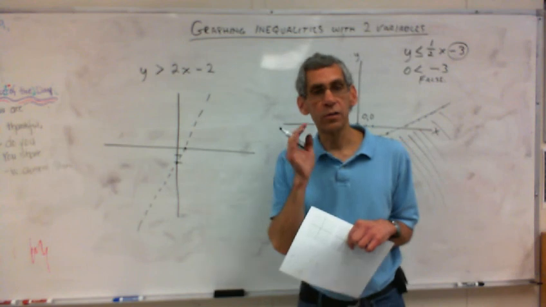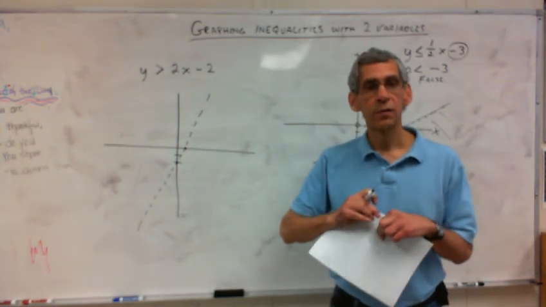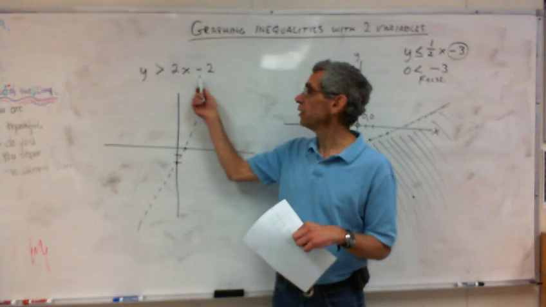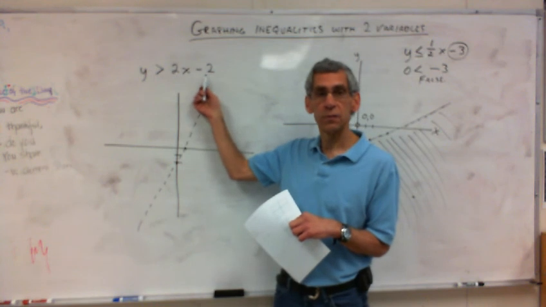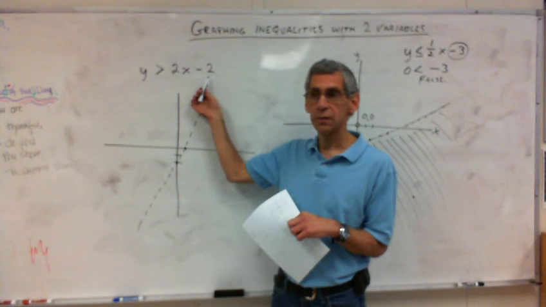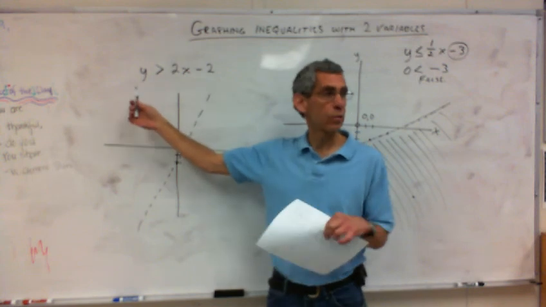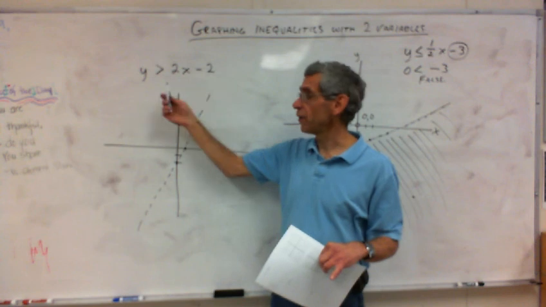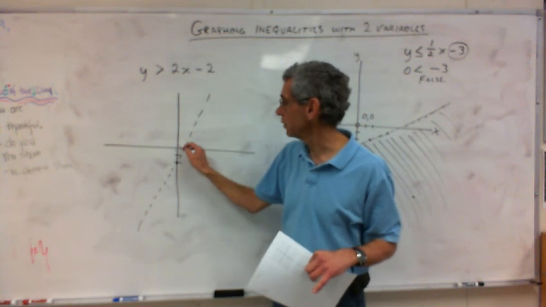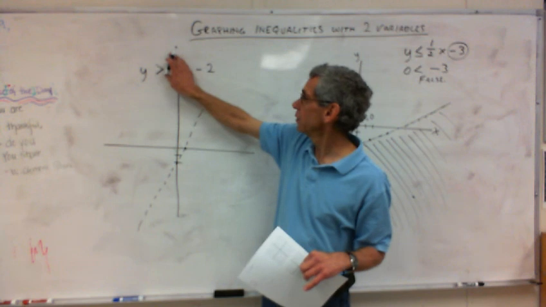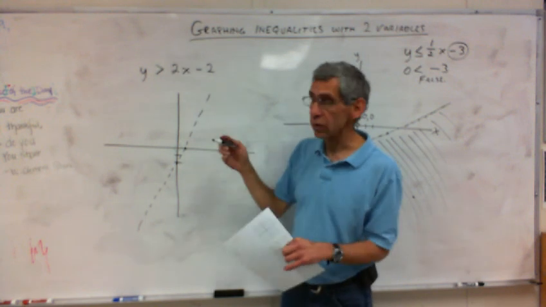So what point did you use to choose which way to shade? So, is 0 greater than negative 2? Is 0 greater than negative 2? Yes. Is that right? That is right. If I tried 0, 0 right here, 0 is greater than negative 2.